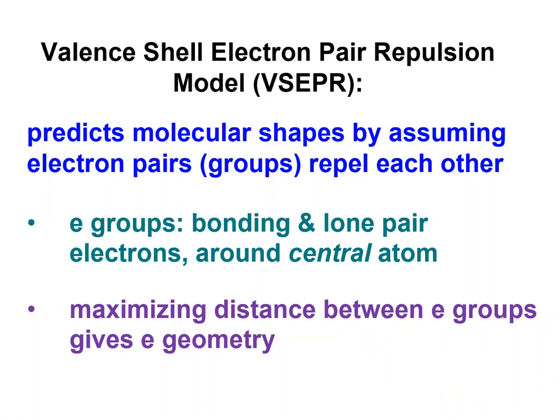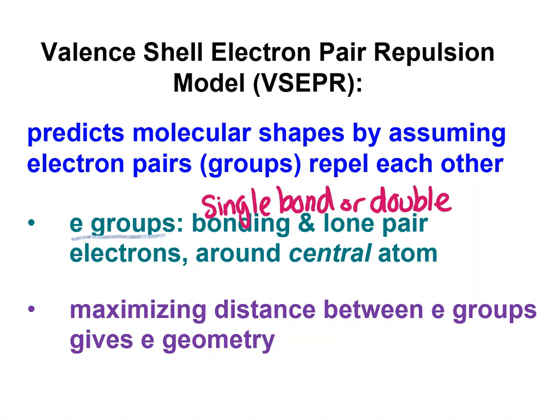Anyway, this model predicts the shapes of molecules based on the idea that electron groups repel each other. An electron group can be a bonding pair or a lone pair. When I say a bonding pair, it could be a single bond, or a double, or even a triple. A single bond, a double bond, or a lone pair, those are all examples of groups, and we're looking around the central atom for those.